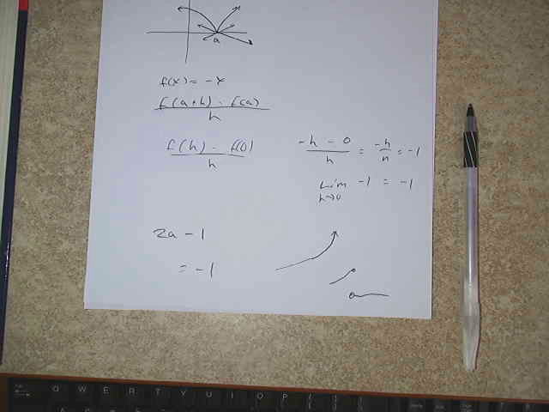Now, what would be a no in this case? Had we gotten -1 and 0, or something different than -1? If we had done both sides and gotten something different, then we would have said no, there's no tangent there. Fair enough? So again, in order to be a tangent at a point, the slope on the left and the slope on the right have to be equal to each other.